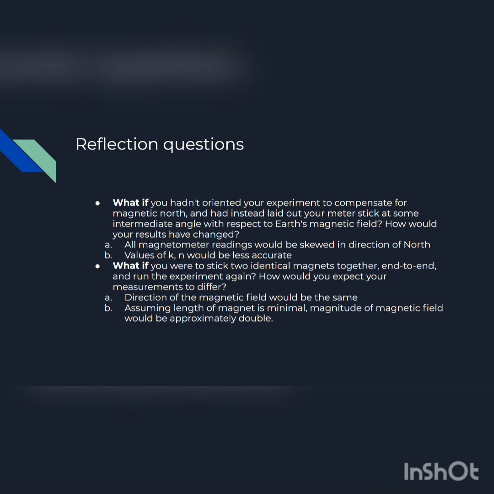Reflection questions. What if you hadn't oriented your experiment to compensate for magnetic north and had instead laid out your meter stick at some intermediate angle with respect to Earth's magnetic field? How would your results have changed? All magnetometer readings would be skewed in the direction of north due to the positioning of the phone. Values of k, n, and mu would be less accurate.